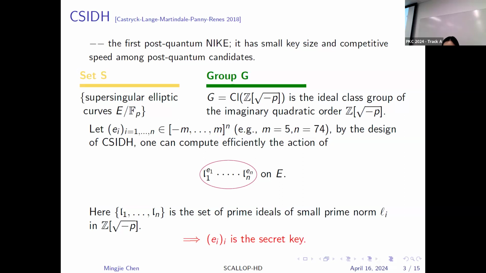So in this setting, the tuple e_i is the secret key because we will publish the set of prime ideals 𝔩_i. It's natural to wonder if we can build signatures with this abelian group action used in CSIDH. Here is a simple graph isomorphism type of proof of knowledge, which is done by using the following sigma protocol.